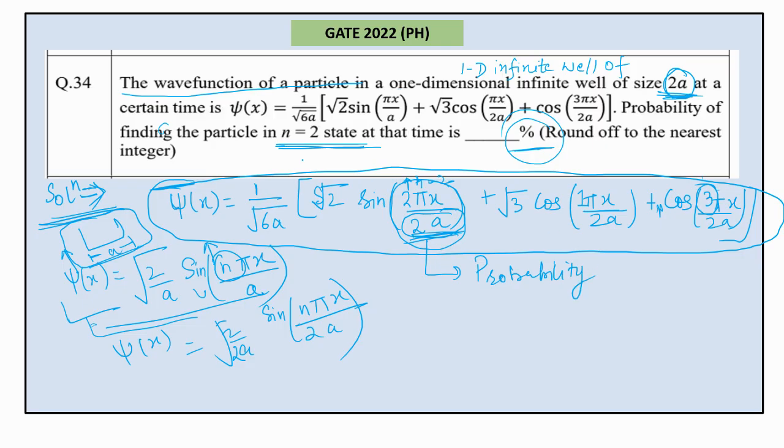Now what you need to do is first normalize this wave function. First see whether this wave function is normalized or not. If you see here, 2 plus 3 plus 1 upon 6a is equals to 1. So you will find a factor a is there, so I'll multiply this whole wave function with root a.